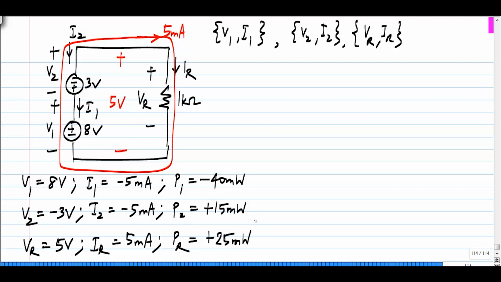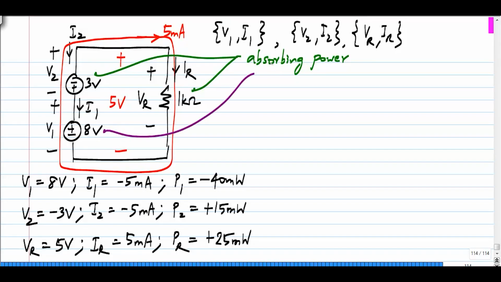So, it means that this voltage source and the resistor of course are absorbing power. The resistor of course always absorbs power, but the voltage source could either absorb or deliver power. In this particular case, the 3 volt source is absorbing power, whereas the 8 volt source is delivering power. So, this is an example to show that an independent voltage source could be absorbing power as well. So, that depends on the operating point of the circuit.